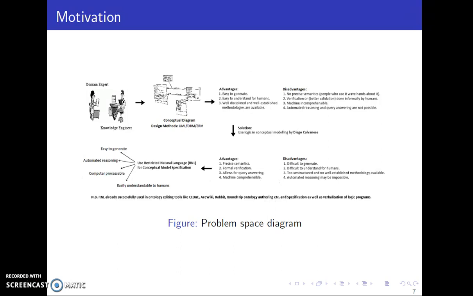To overcome these disadvantages, we propose to use restricted natural language for conceptual model specification, and we argue that if we use restricted natural language as a conceptual model specification, it will be easier to generate logical notation. Automated reasoning will be possible. It will be computer processable and easily understandable to humans because we are using restricted natural language.